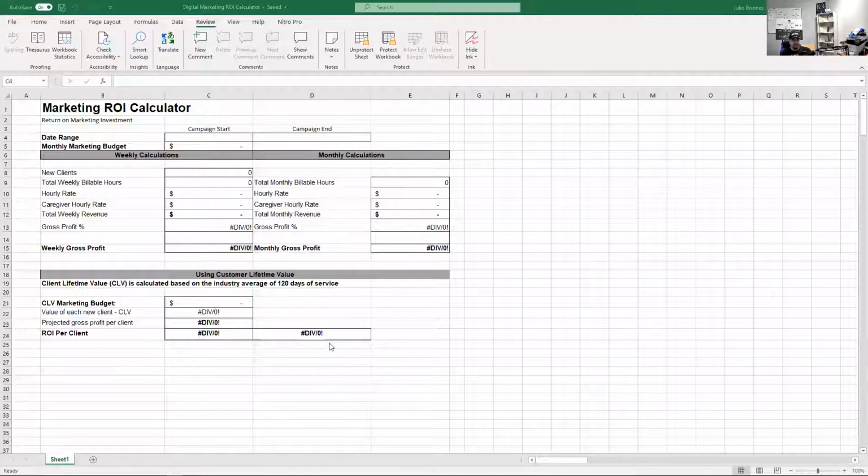All right, so I'm going to share with you on the screen a calculator that you get as part of the Home Care 101 course. This is part of figuring out your budgets and everything. So let's take a look here. Let's say we're going to start a campaign on August 1st.